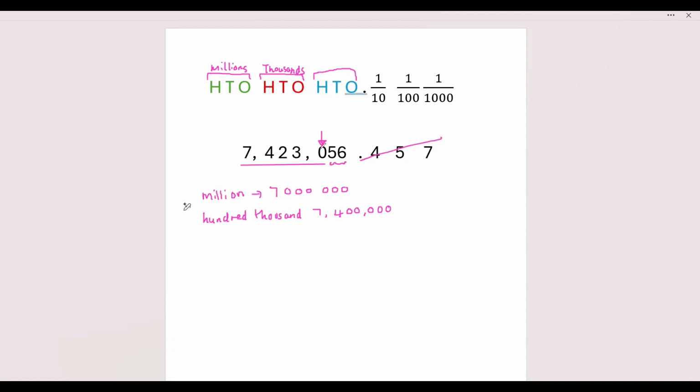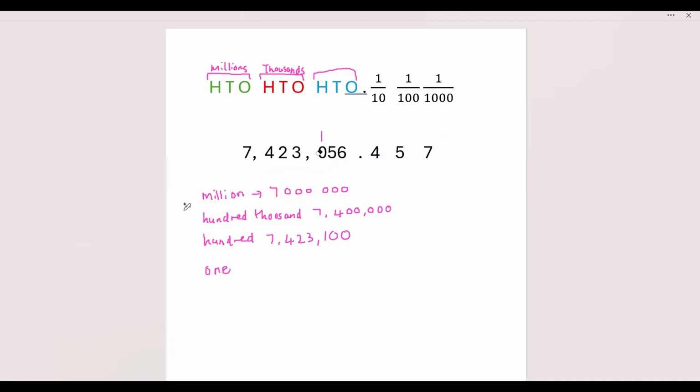Does it stay as a 0 or do we round it up to a 1? If we look to the next column, we have a 5 here. And 5, 6, 7, 8, 9, we round to the next on the number line. So this will become a 1. So rounded to the nearest 100, this number here will be 7,423,000. This 0 becomes a 1, and the 5 and the 6 here will be replaced by zeros. So rounded to the nearest 100, this number here is 7,423,100.